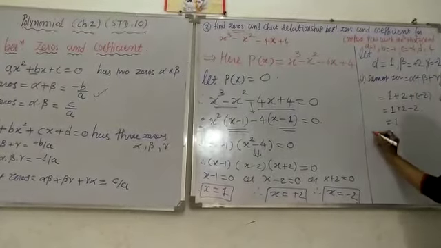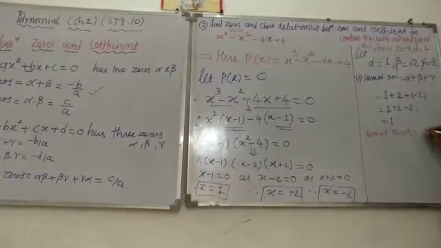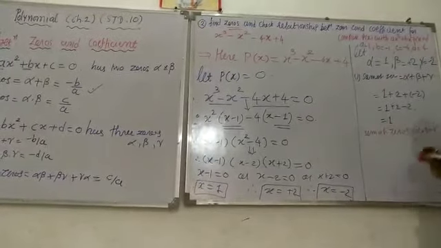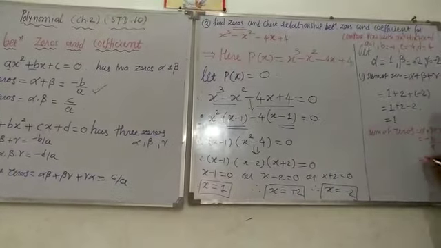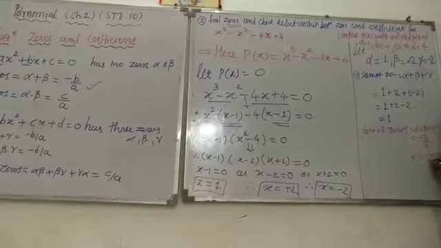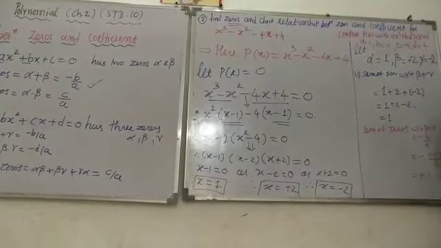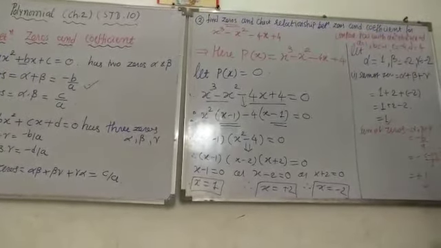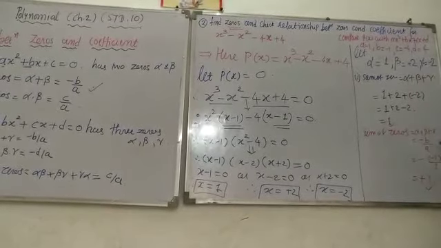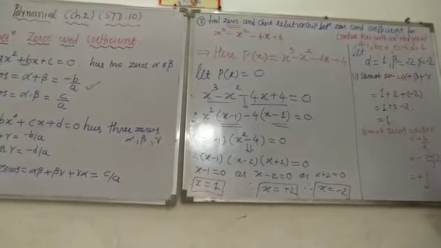Now the sum of zeros by coefficients. What is your formula? Alpha plus beta plus gamma is equal to minus b by a. So what is your b here? Minus 1. This is the minus of your formula. What is your a here? 1. So minus minus is plus, and 1 by 1 is 1. So this answer and that answer are equal. That's why the sum of zeros by zeros and by coefficients are equal. That's how we check the relationship between zeros and coefficients. For the first case it is proved.